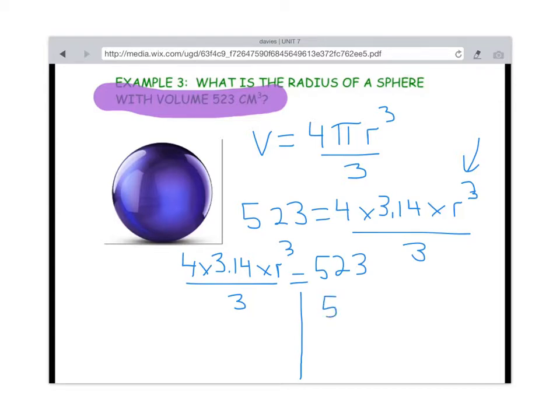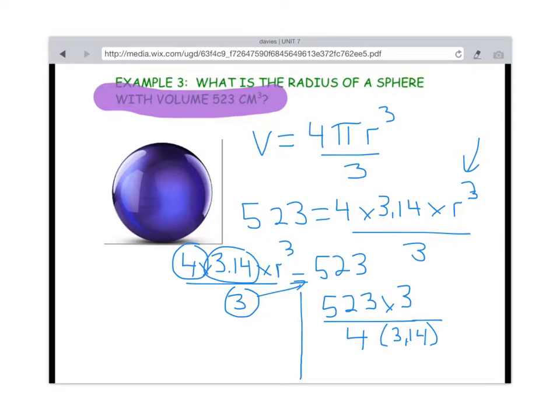So if we have 523 on the right side already, if I bring this 3 over to the other side, the 3 is divided on the left, so it needs to be multiplied on the right. This 4 is multiplied on this side, so it needs to be divided. And the 3.14 is multiplied on that side, so it also needs to be divided. So all the divided things can go in the bottom because that's where we have dividing taking place, and all the multiplying things can go in the top. What we have left on the left side now is r cubed only.